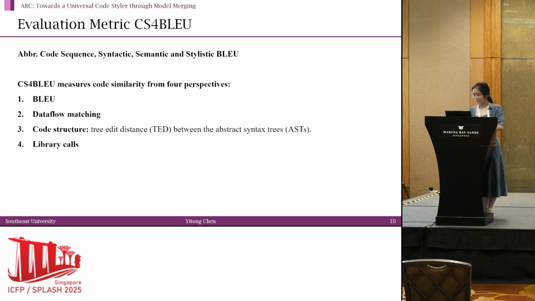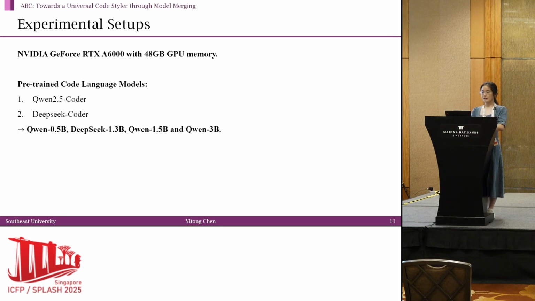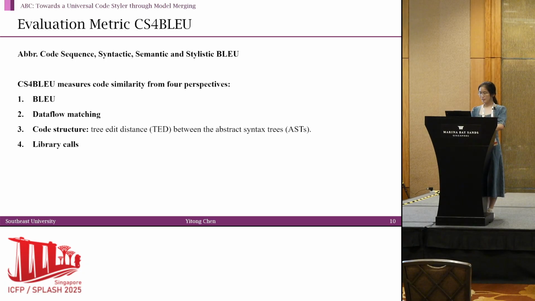So next, we introduce the evaluation metric CS4 BLEU, an abbreviation for code sequence syntax, semantic, and stylistic BLEU. This evaluation metric is for the quantitative assessment of the code style transformation task, and it measures code similarity from 4 perspectives: BLEU, data flow matching, code structure, and library calls.